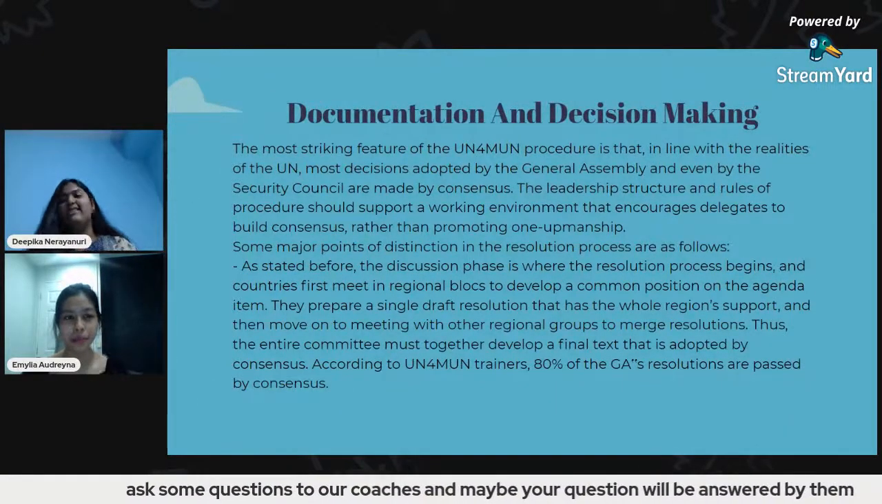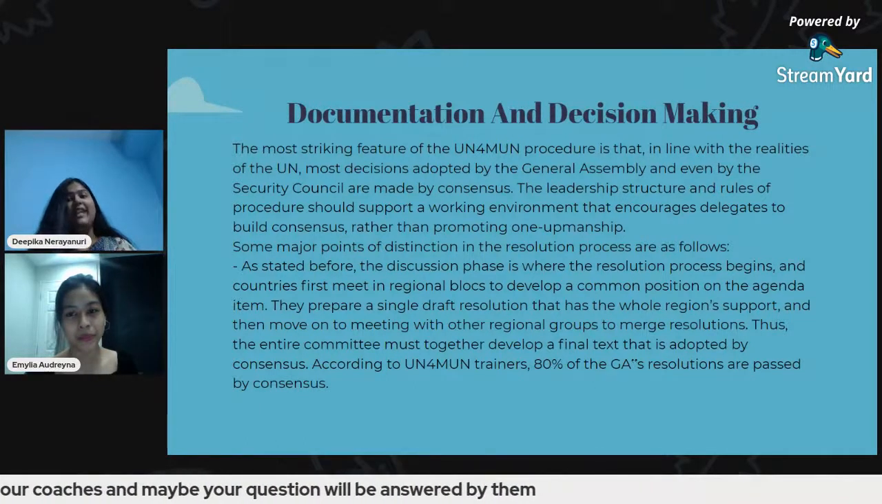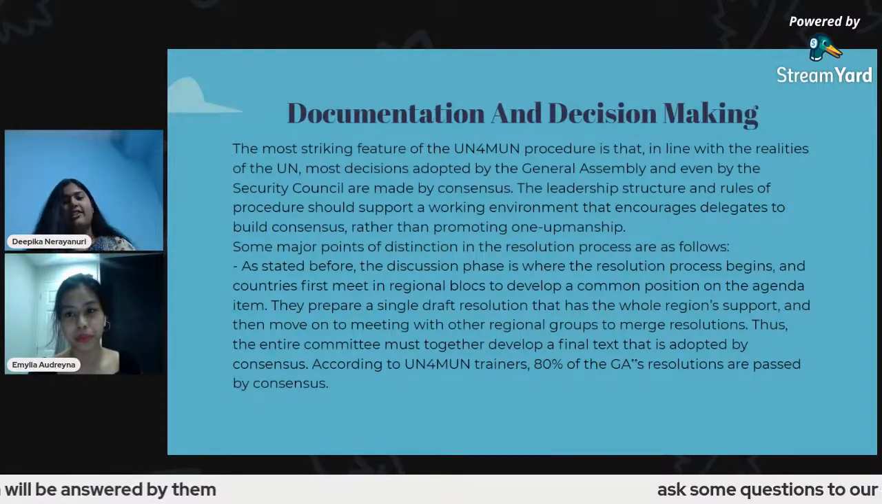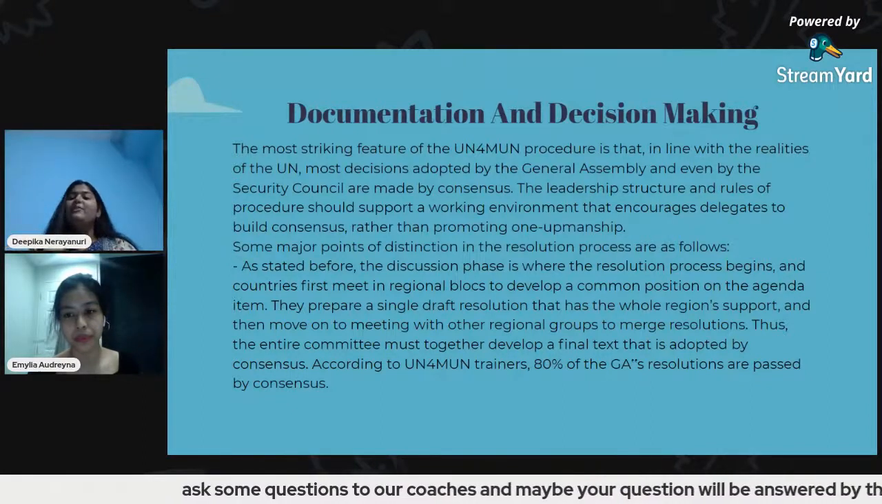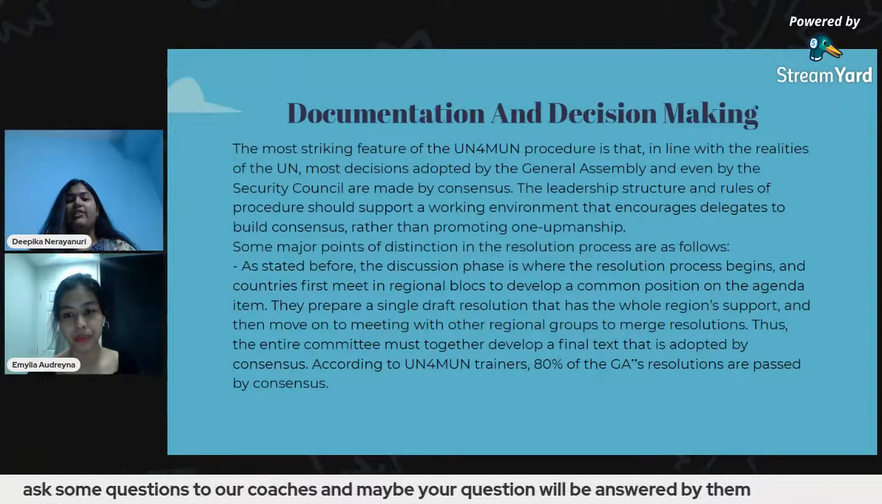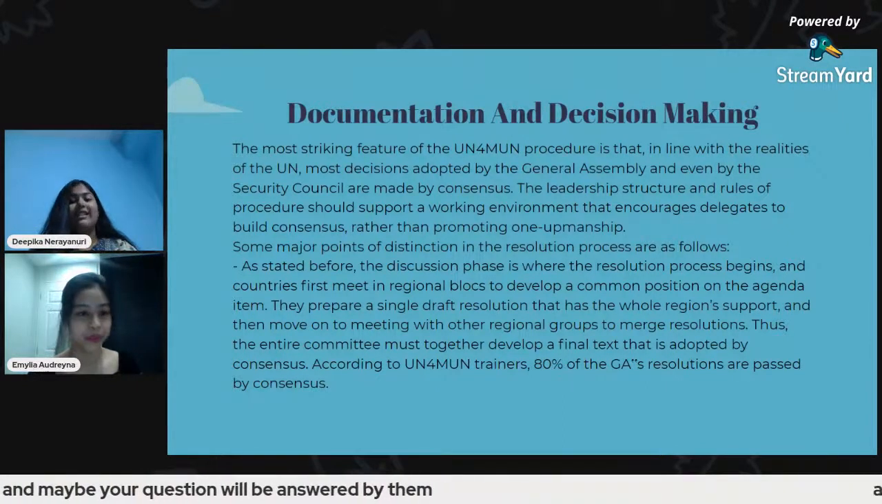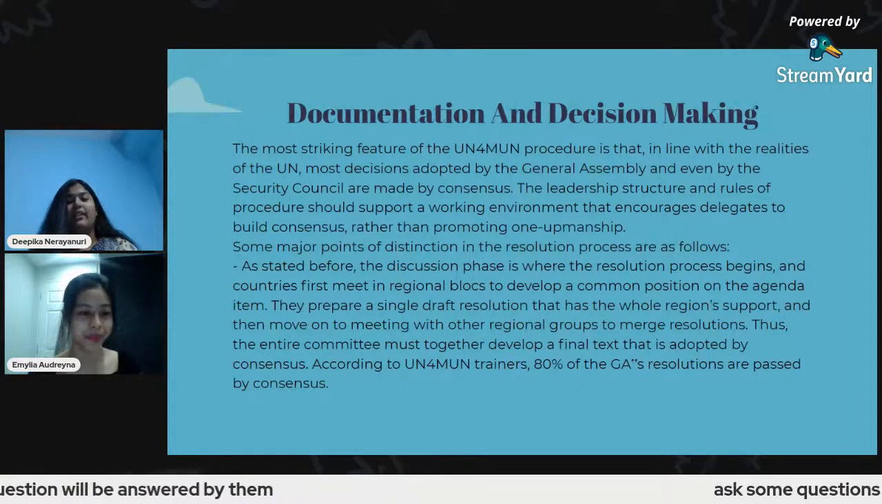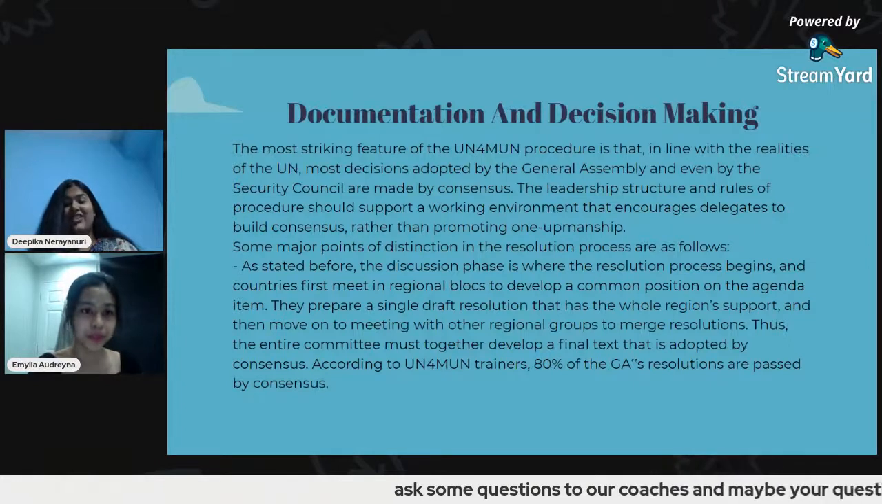All right, so documentation and decision making. One of the most striking features of the UN for MUN procedure is that, in line with the realities of the UN, most decisions adopted by the General Assembly and even by the Security Council are made by consensus. The leadership structure and rules of procedure should support a working environment that encourages delegates to build consensus rather than promoting one-upmanship. Some of the major points of distinction in the resolution process are as follows.